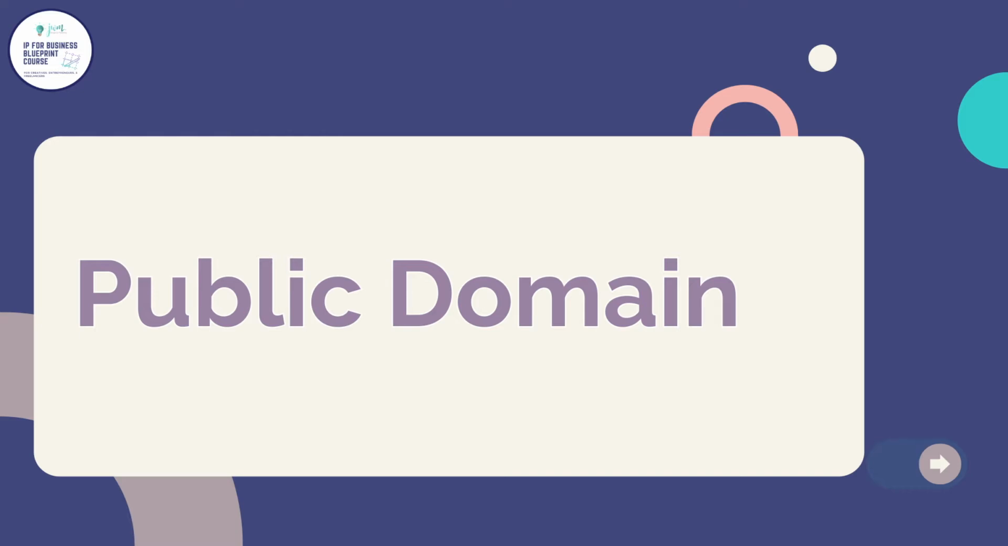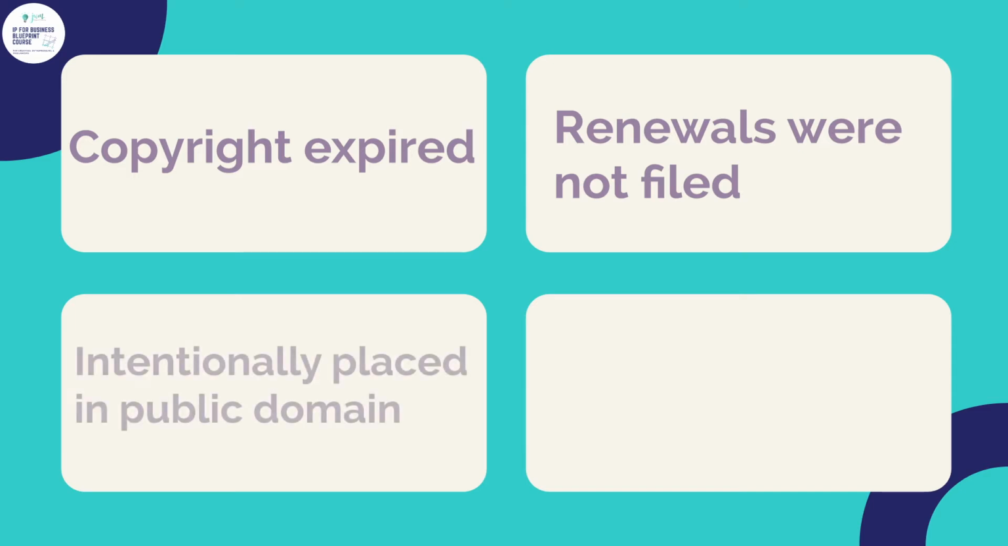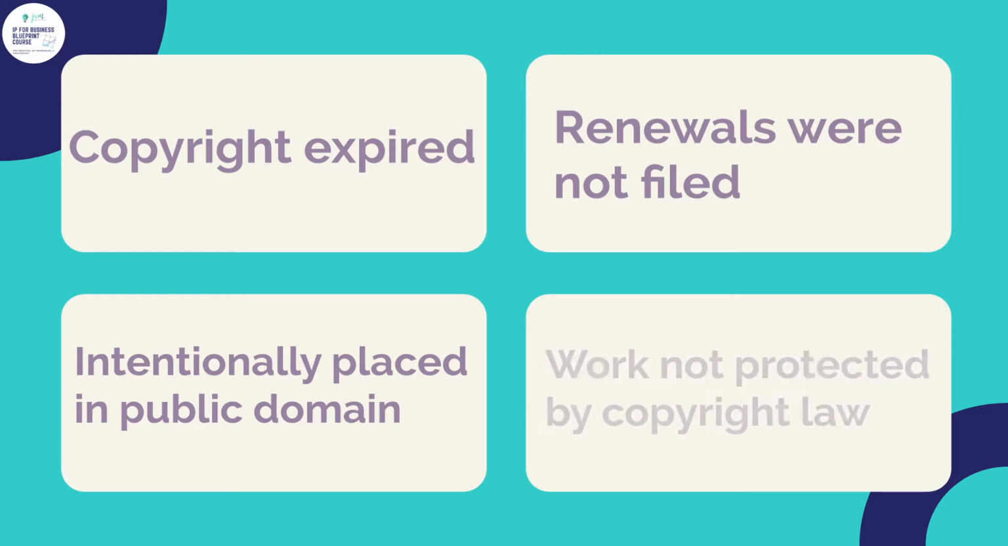Public domain. I want to note at this point, just because a work has been registered with the Copyright Office does not mean that that work is still protected. As I mentioned in a prior lesson, if a work is not protected under copyright law, it is in the public domain and can be used without permission. The four main ways a work will fall within the public domain is that the copyright is expired, the owner did not follow the required rules for renewal, the copyright owners intentionally place the copyright in the public domain, or the copyright law doesn't protect the work.